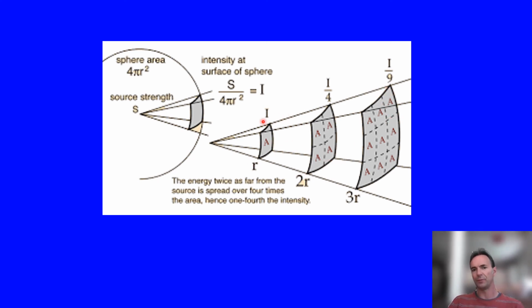So all of the light is going through here. And then all of a sudden, all of the light is going through 4 areas that you had before. And then all of a sudden, it's going through 9 areas. So this is going to be a ninth of the intensity that's up here. This is a quarter of the intensity, and this is the whole intensity. So that's why intensity is S, in this case, it could be P, it could be L. This is basically the power output, source strength, over 4 pi r squared.